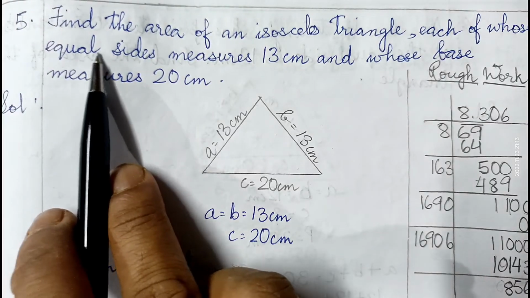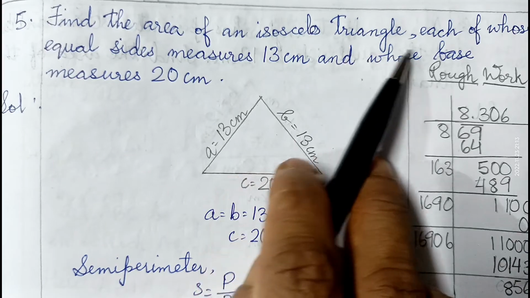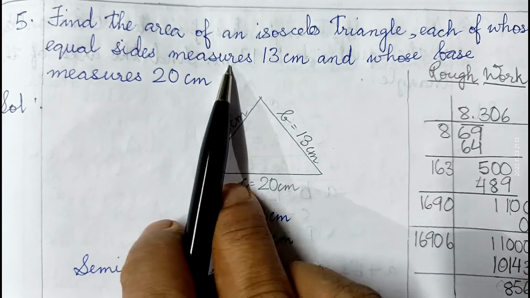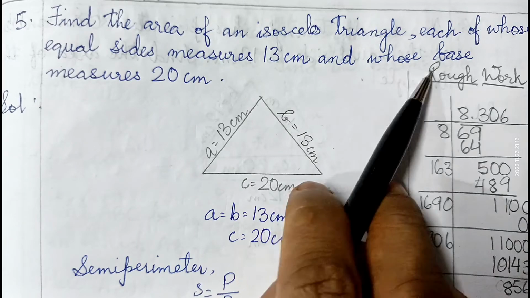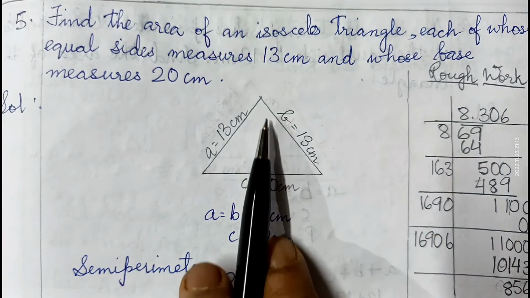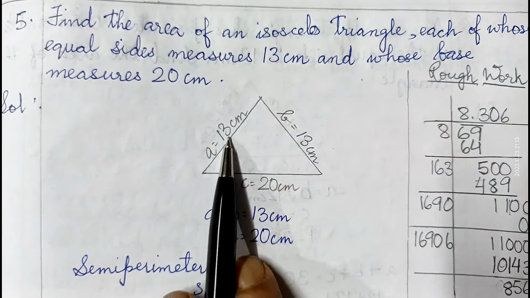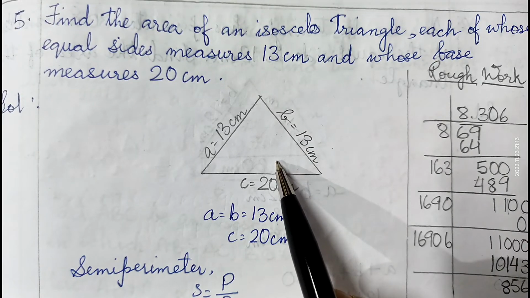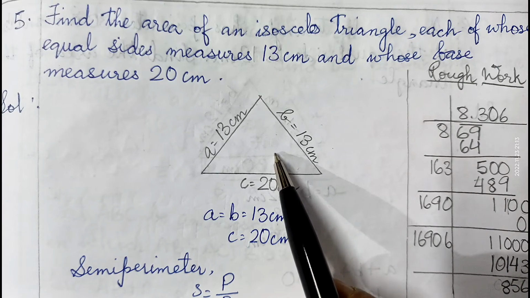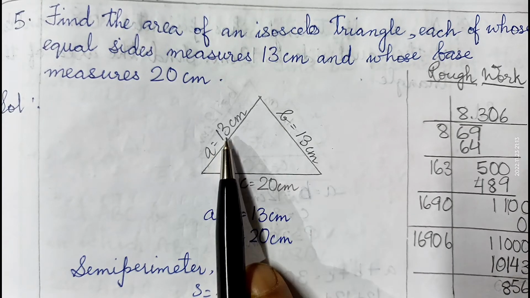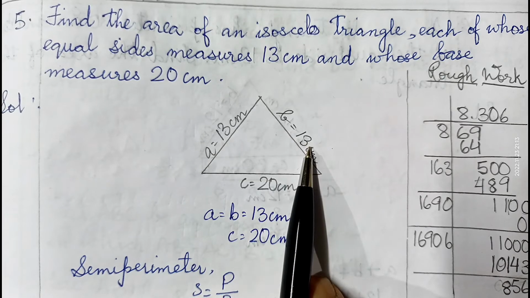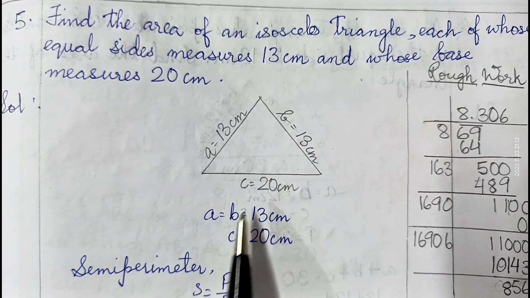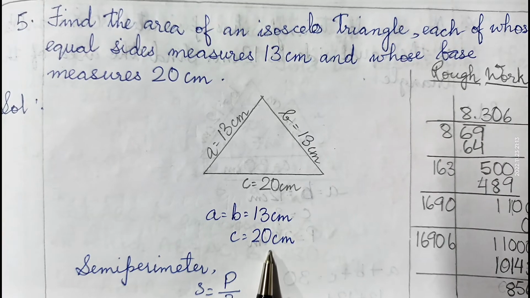In question number 5, it is given, find the area of an isosceles triangle, each of whose equal sides measure 13 centimeter and whose base measures 20 centimeter. Suppose this is the triangle, these two sides are 13 centimeter and this base is 20 centimeter. This particular sum can be solved in two ways, one by using area of isosceles triangle or by using Heron's formula. I am showing it by using Heron's formula. Here we can consider A to be 13 centimeter, B to be 13 centimeter and C to be 20 centimeter. So here A and B both 13 and C is 20.